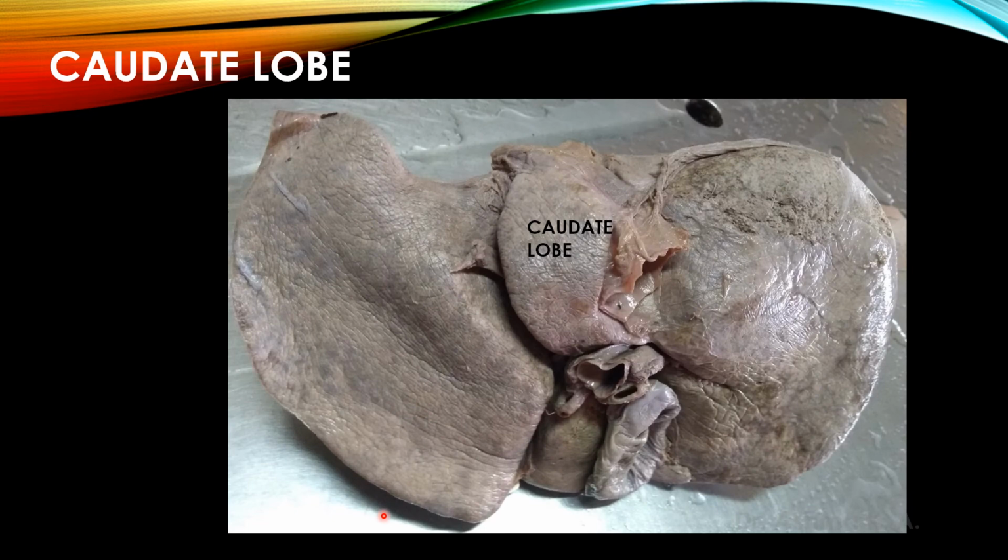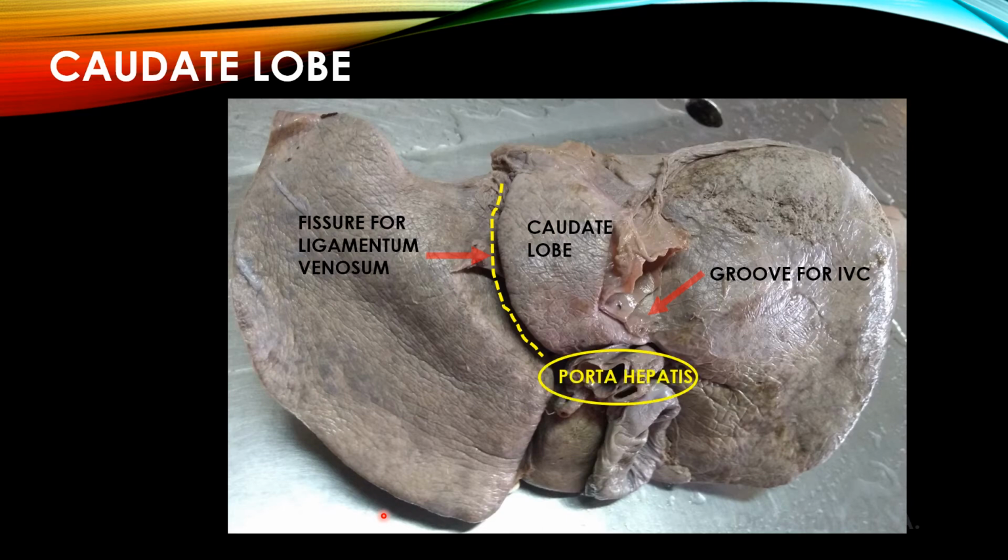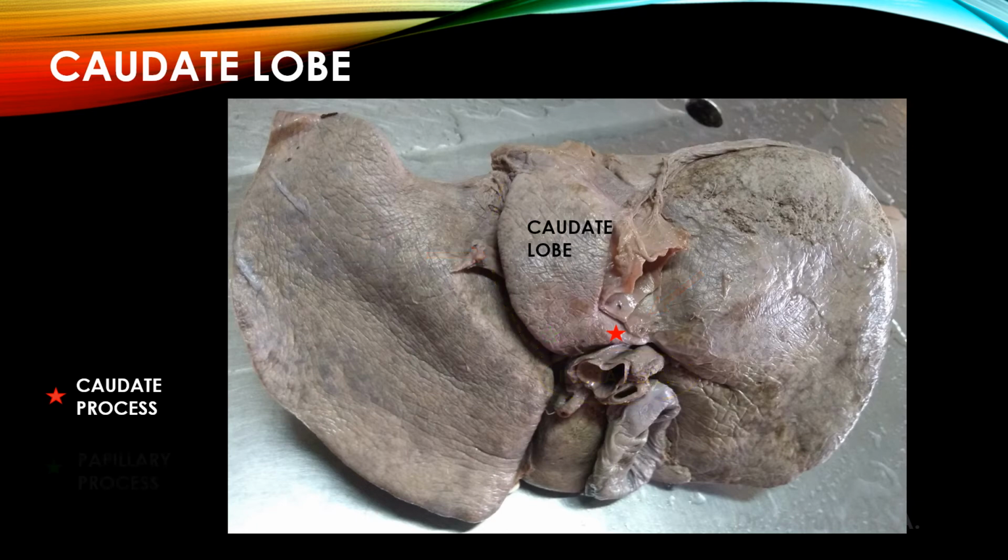The caudate lobe is present on the posterior surface of right lobe of the liver. The caudate lobe is bounded to the right by the groove for inferior vena cava and to the left by the fissure for ligamentum venosum. Inferiorly, the caudate lobe is bounded by the porta hepatis. It is connected to the right lobe of the liver by the caudate process. Inferiorly and to the left, it presents a small rounded elevation called the papillary process. The caudate process forms the roof of the epiploic foramen.